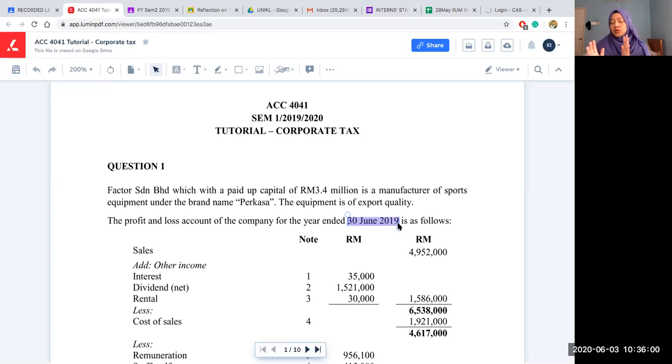All right, the year end is also very important. Because if it is 30th June 2019, when does the basis period start? It starts on 1st July 2018. So 1st July 2018 until 30th June 2019 is your basis period. Whatever expenses incurred during this period only you are considering. Anything beyond this period, you have to do adjustment.